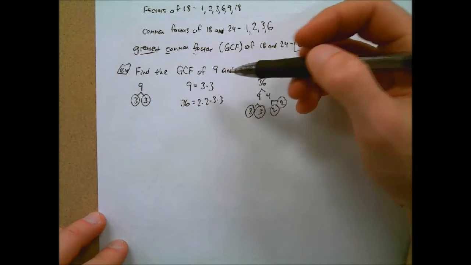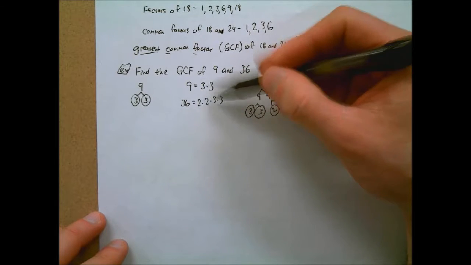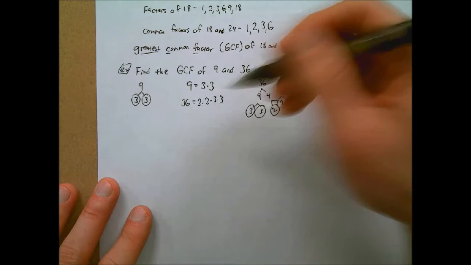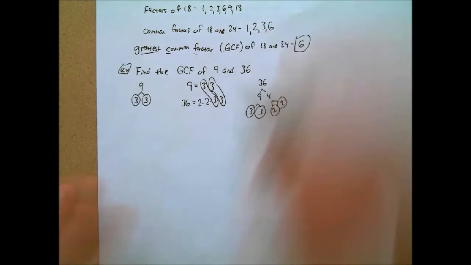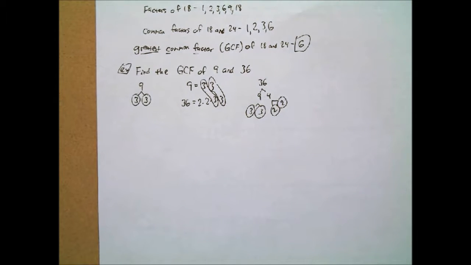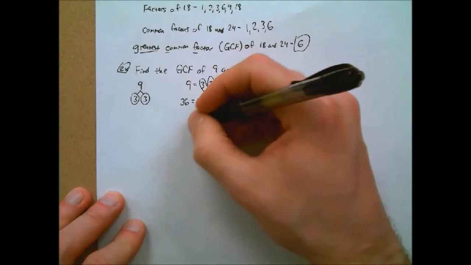So let's look for what's in common. What is shared between the 9 and the 36 for the factors? What can we pair up? Okay, there's a pair of 3s and another pair of 3s, right? All right, is there anything else to pair up? No, right? There's nothing left. The 9's already taken up there. So we have one pair of 3s and another pair of 3s.